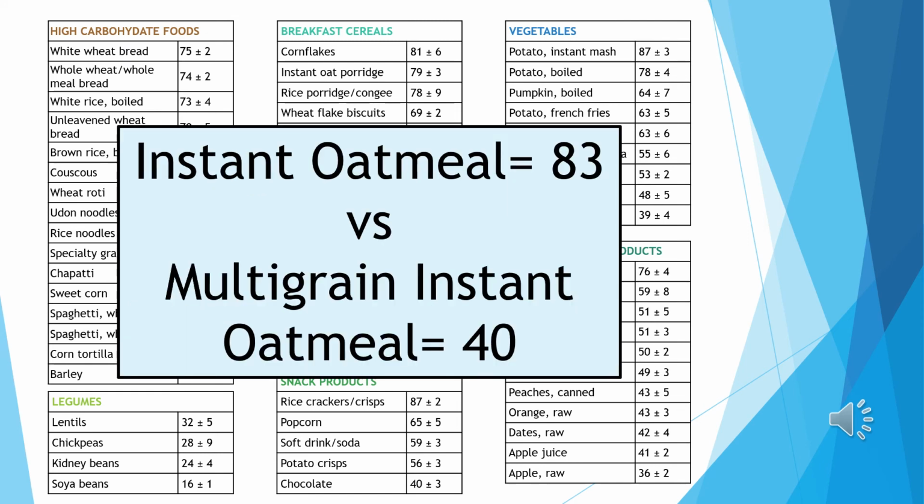I think this is a great example because it uses two of the same type of food. An instant oatmeal has a glycemic index of 83 versus a multigrain instant oatmeal, which has a glycemic index of only 40. So even though they're both oatmeal, they're going to affect that blood sugar differently. So it's always great to look at your ingredients, look at your nutrition values, and read your labels.